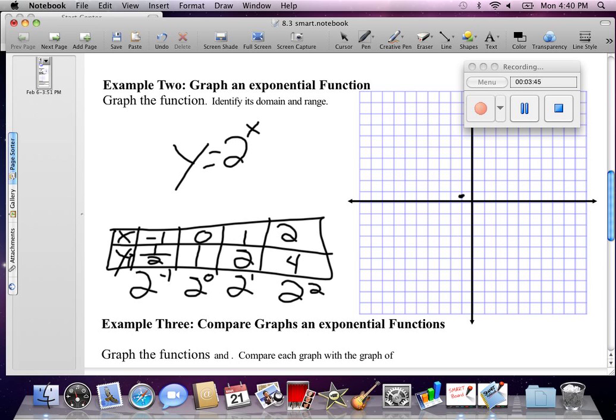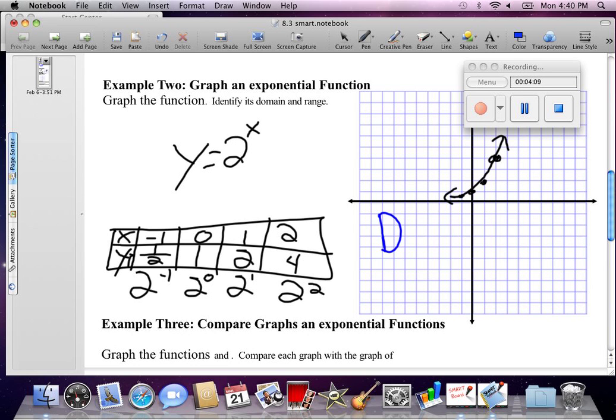Don't be confused by fractions. At 0, I'm at 1. At 1, I'm at 2. And at 2, I'm at 4. And you can see that my graph does look very different than a linear equation. It's exponential. Okay, so before we move on, let's talk about the domain and the range.